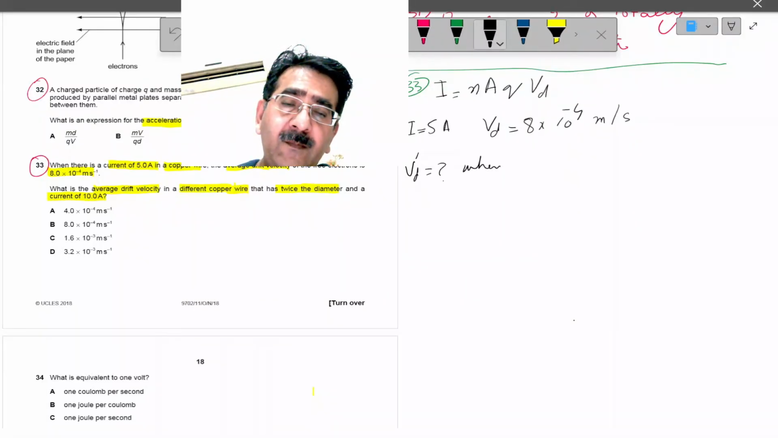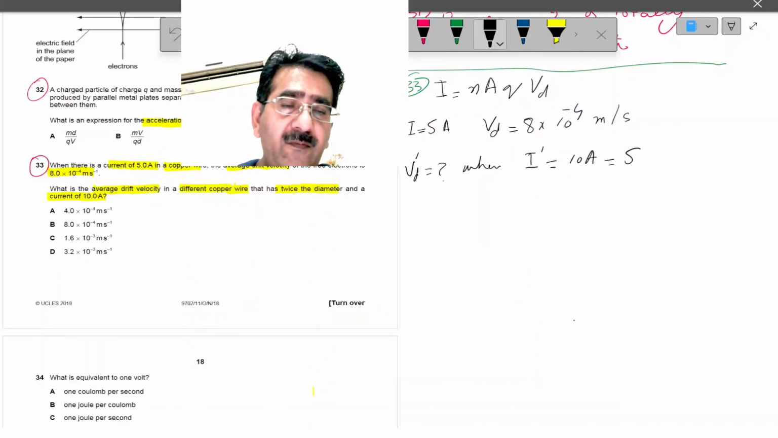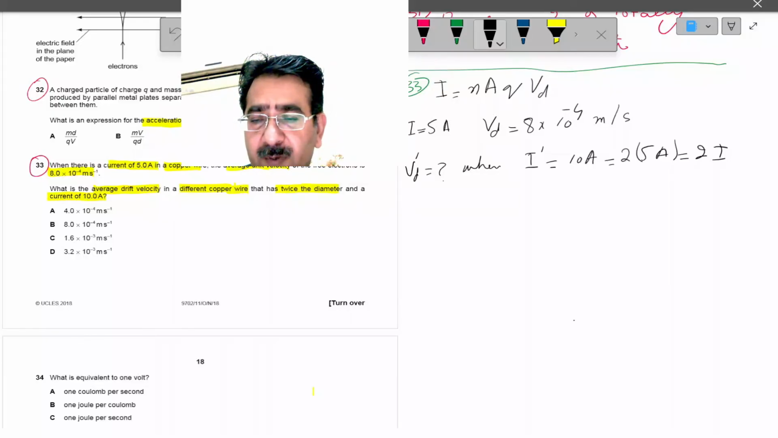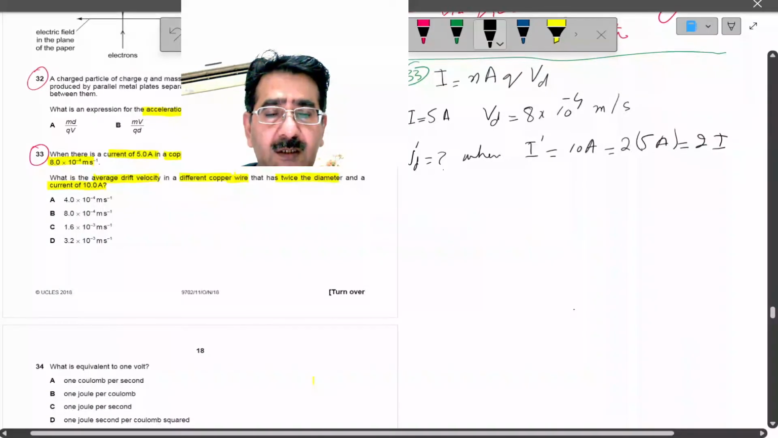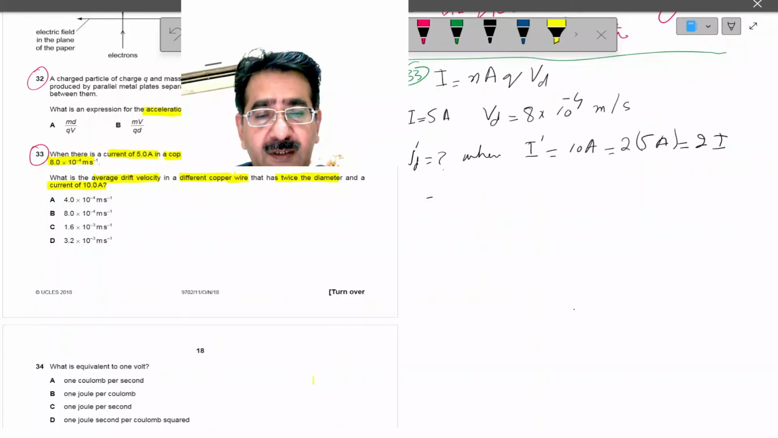When current I is given as 10 ampere, that is twice the 5 ampere. The drift velocity of the wire whose diameter is twice: okay, and current is also twice, because current is 10 ampere, and diameter and area, and diameter is twice.